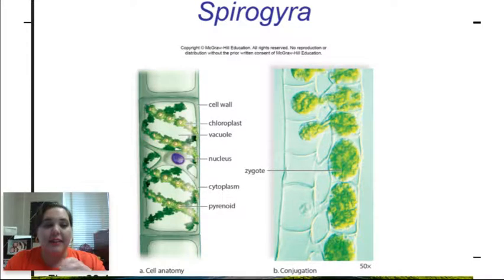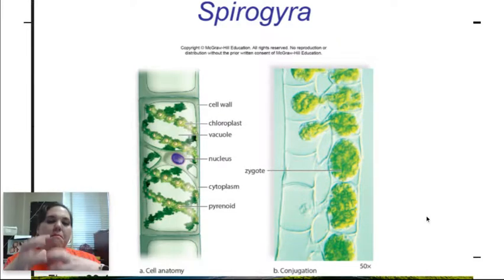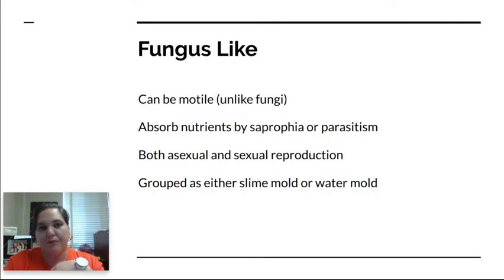So this right here is Spirogyra. And you can see that these are still eukaryotic because they have that nucleus right there. They are reproducing in a form called conjugation, and that is where genetic material from two cells are exchanged through these conjugation tubes right here. And then the zygote becomes a mixture of the DNA of those two original adult cells, which is pretty neat.